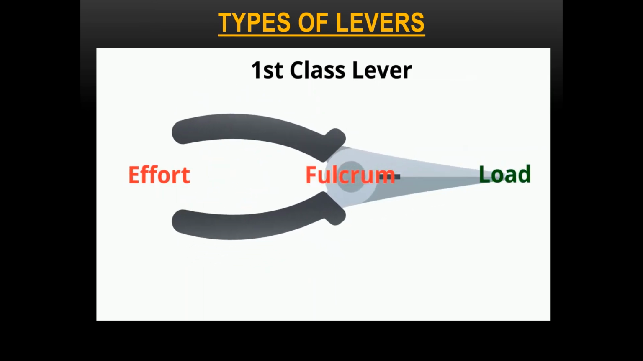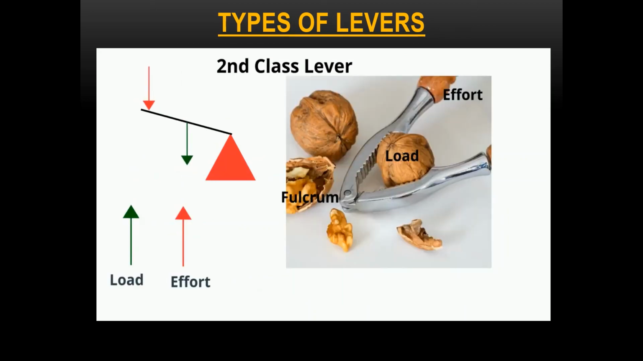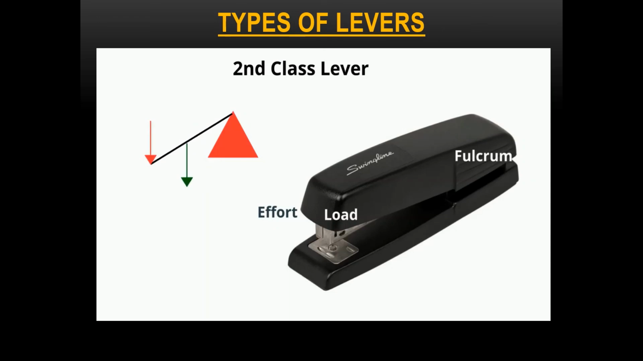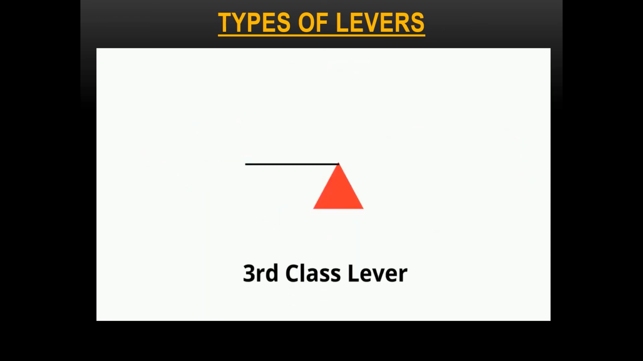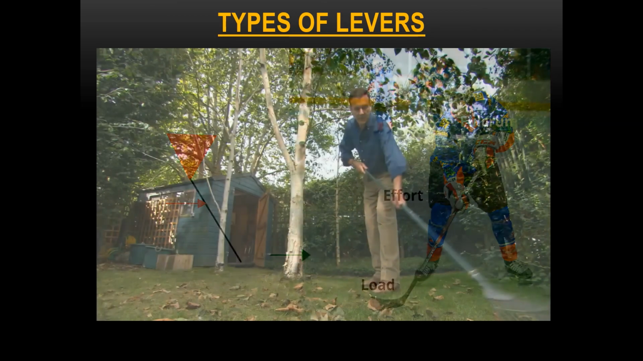Second class levers have the load between the force and the fulcrum. For example, with this wheelbarrow, here's the fulcrum, here's the force, and then here's the load. A nutcracker is an example, and also a stapler. A third class lever has the fulcrum on one end, the force in the middle, and the load at the end. For example, with this hockey stick. This rake is a third-class lever.